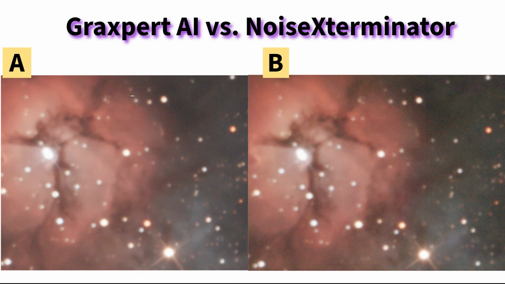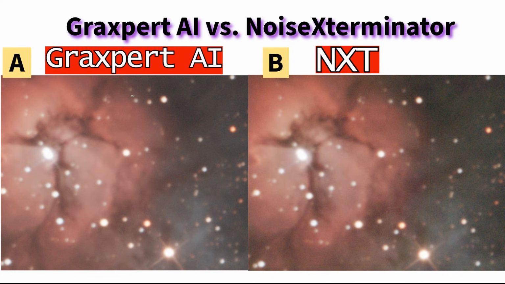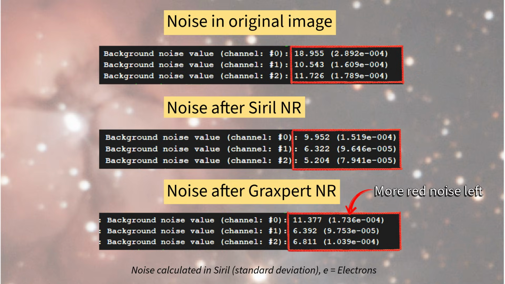Okay, here are the results. Image A was GraXpert and image B was NoiseXTerminator. I'm shocked to say this, but in terms of pure final image quality, the free GraXpert AI is 95% of the way there. In some areas, I actually preferred it. It's not a budget alternative anymore. It's a legitimate competitor.